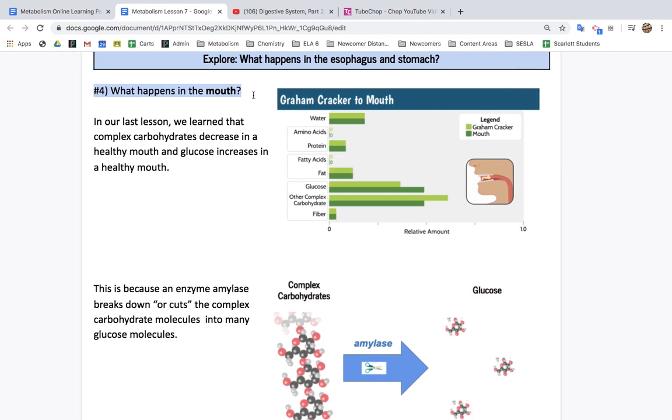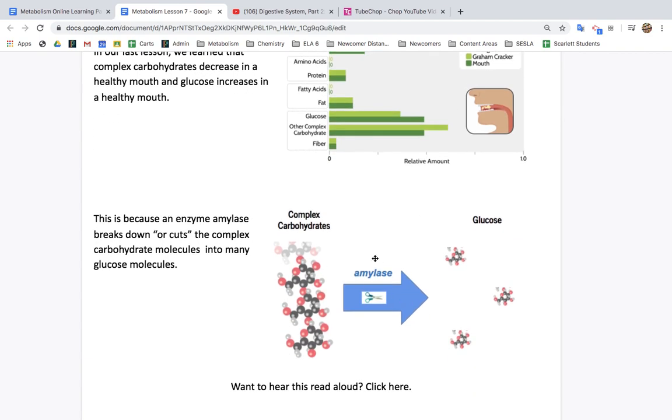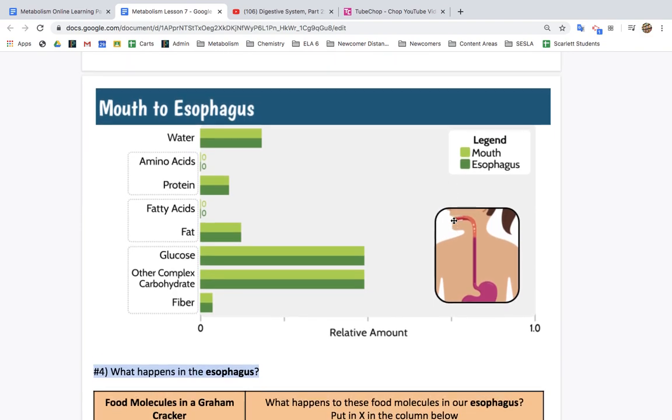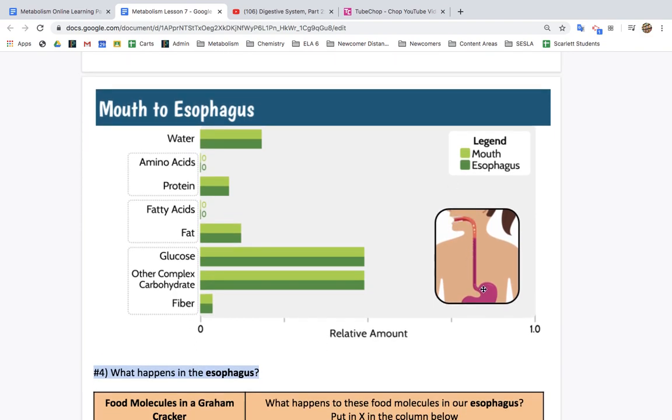What happens in the mouth? In our last lesson, we learned that complex carbohydrates decrease and glucose increases in a healthy mouth. This is because an enzyme, amylase, breaks down or cuts the complex carbohydrate molecules into many glucose molecules. Now let's look at what happens in the esophagus.